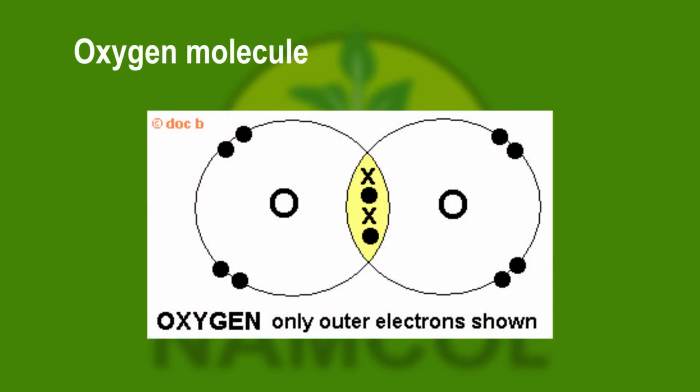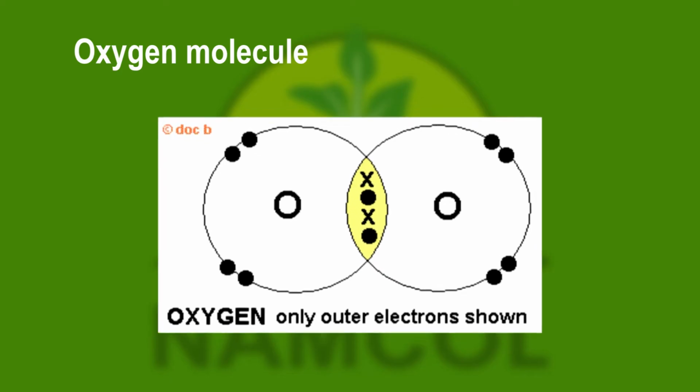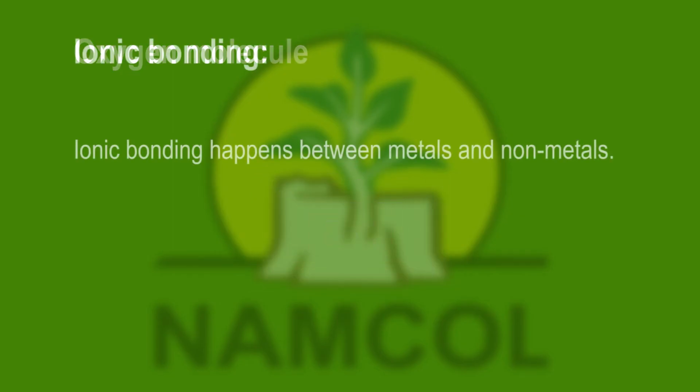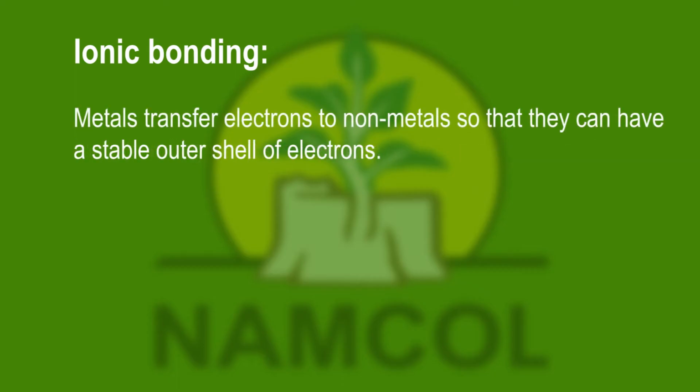The oxygen molecule is formed by two oxygen atoms sharing two pairs of electrons. This is a double bond. Ionic bonding is happening between metals and nonmetals. The metals transfer electrons to the nonmetals so that they can have a stable outer shell of electrons.